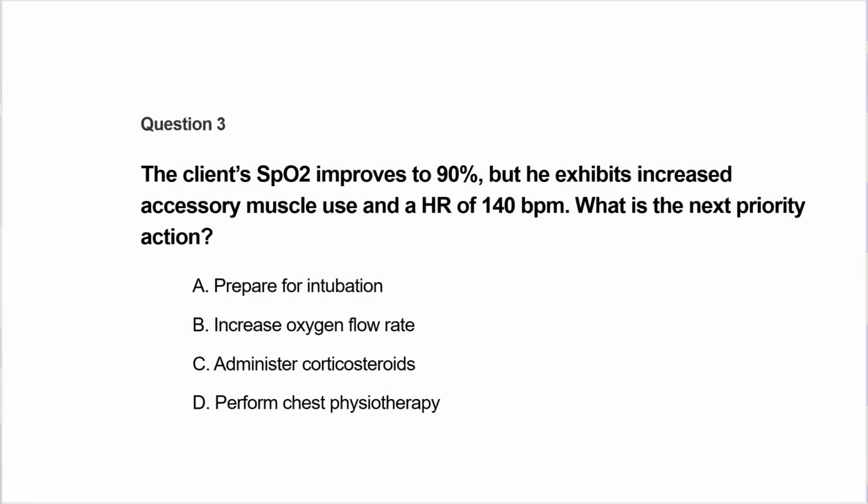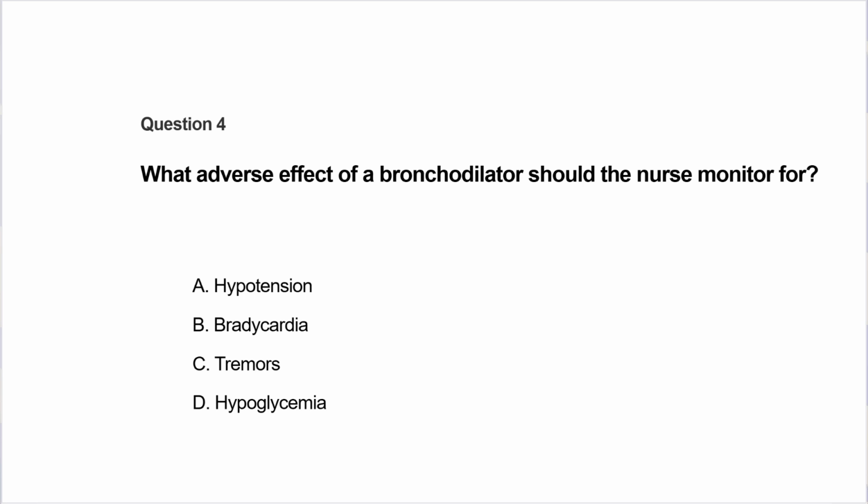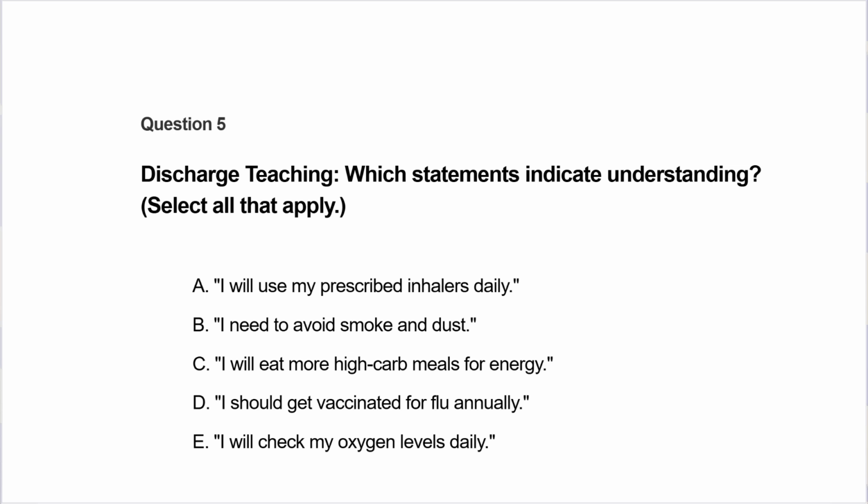3. The client's SpO2 improves to 90%, but he exhibits increased accessory muscle use and a HR of 140 BPM. What is the next priority action? A. Prepare for intubation. B. Increase oxygen flow rate. C. Administer corticosteroids. D. Perform chest physiotherapy. 4. What adverse effect of a bronchodilator should the nurse monitor for? A. Hypotension. B. Bradycardia. C. Tremors. D. Hypoglycemia.